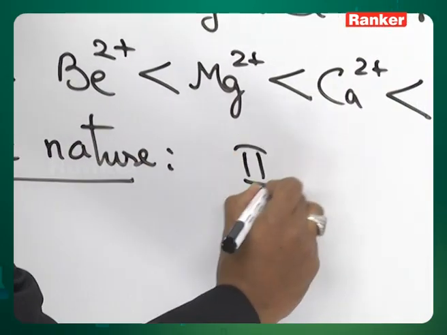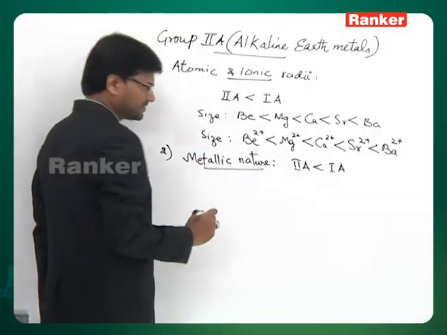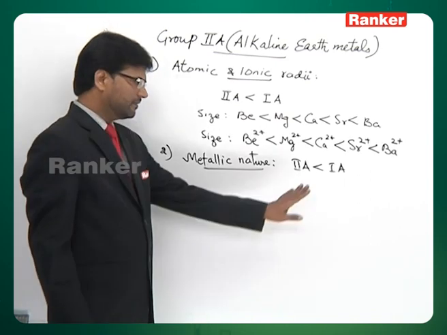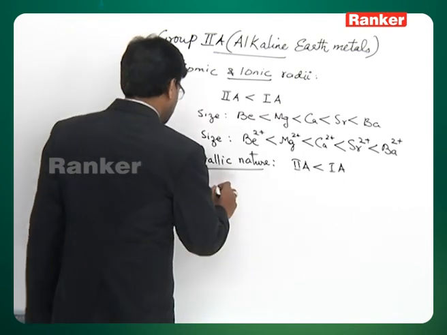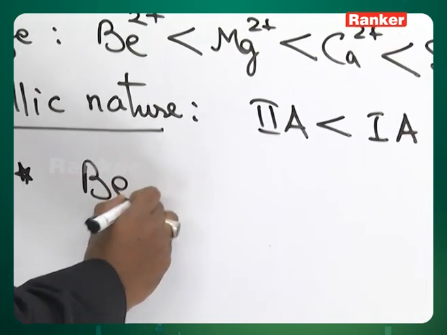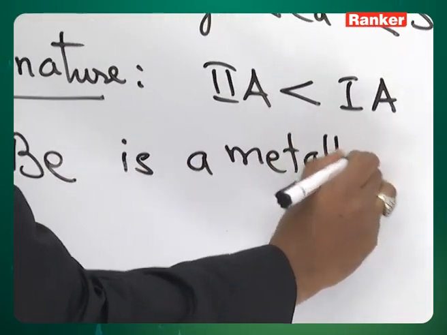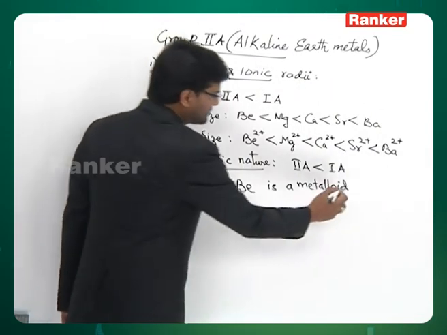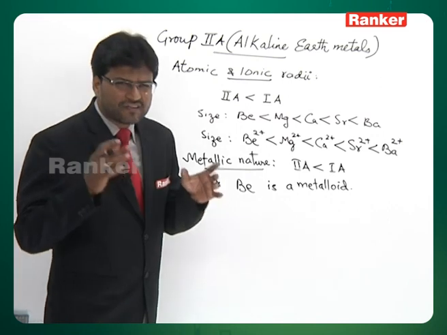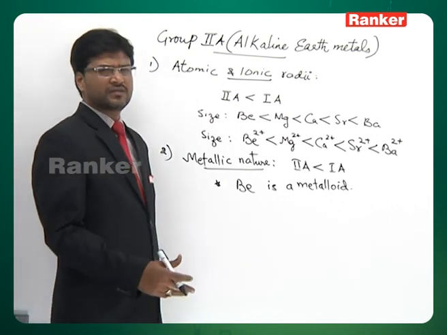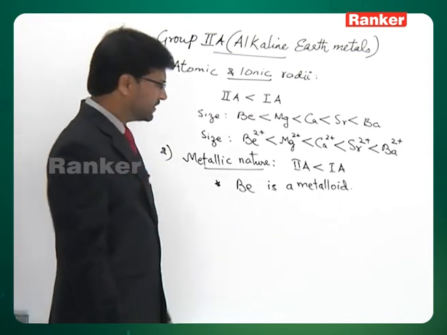Again remember, 2A metals are less metallic than 1A metals. When you compare metallic nature, remember that 2A metals are less metallic in nature than 1A metals. And also remember that beryllium is a metalloid. That means it has properties characteristic of both metals as well as non-metals, but it is predominantly a metal. It has lesser properties of non-metals. It resembles more with metals.